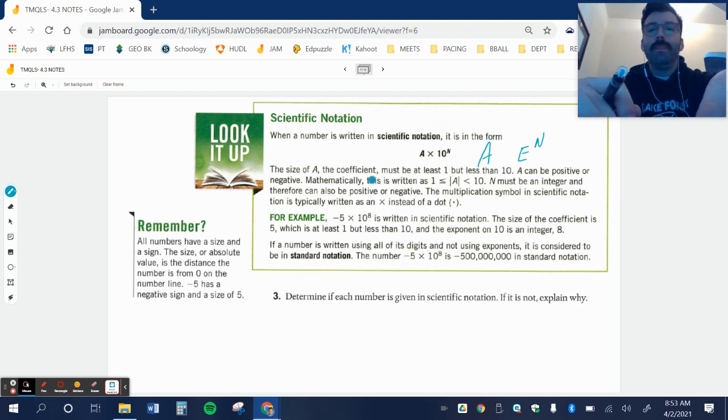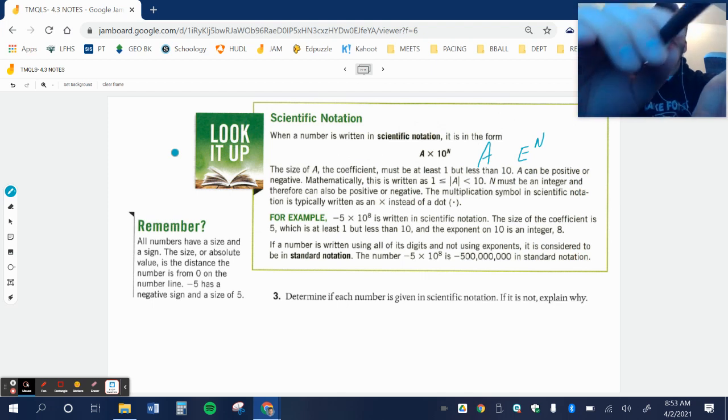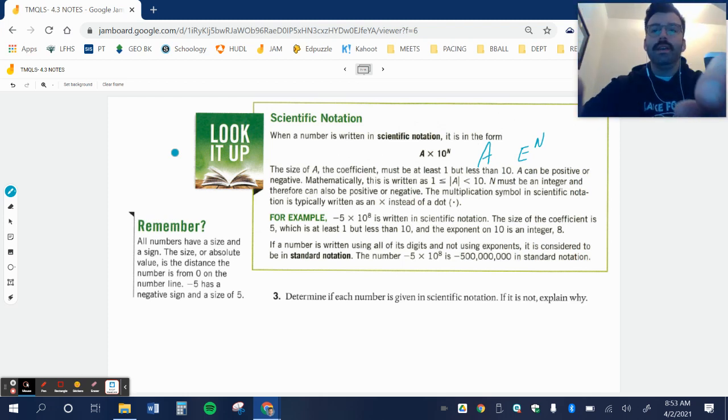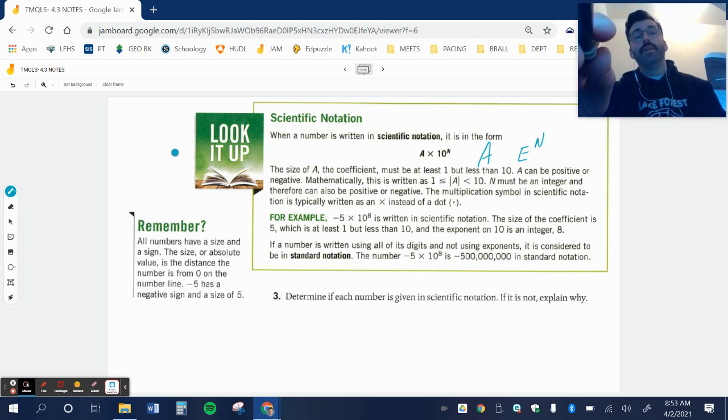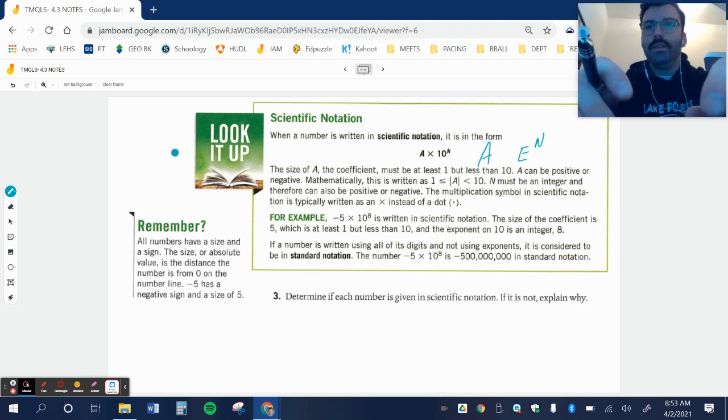It says the size of A, the coefficient, must be at least 1 but less than 10. So what that means is I can only have decimals from 1 to 10. Excuse me, greater than or equal to 1 but less than 10. So like it says here, greater than or equal to 1 but less than 10.